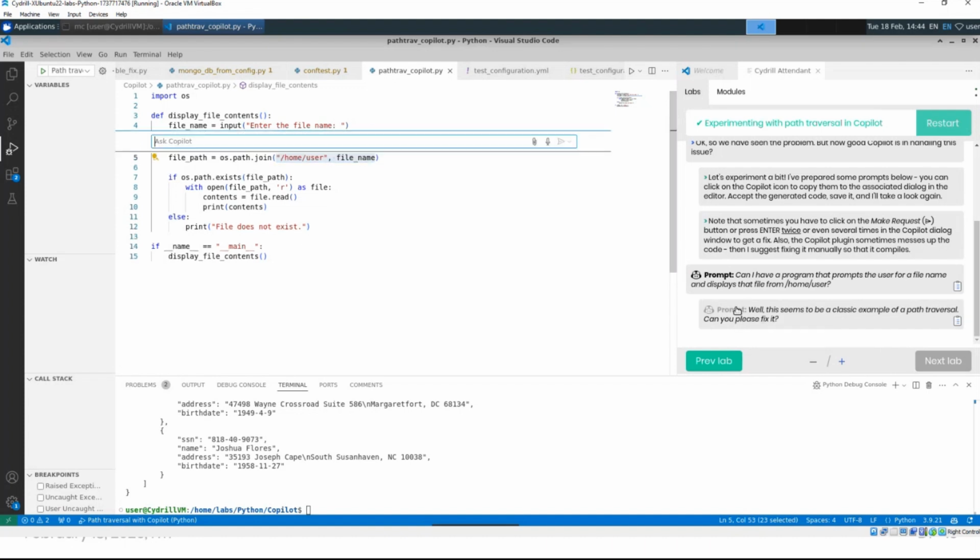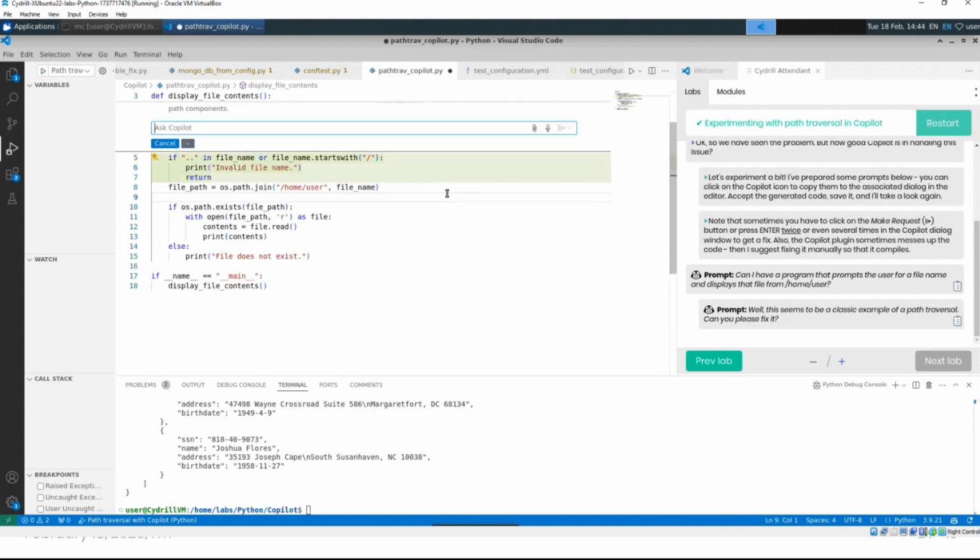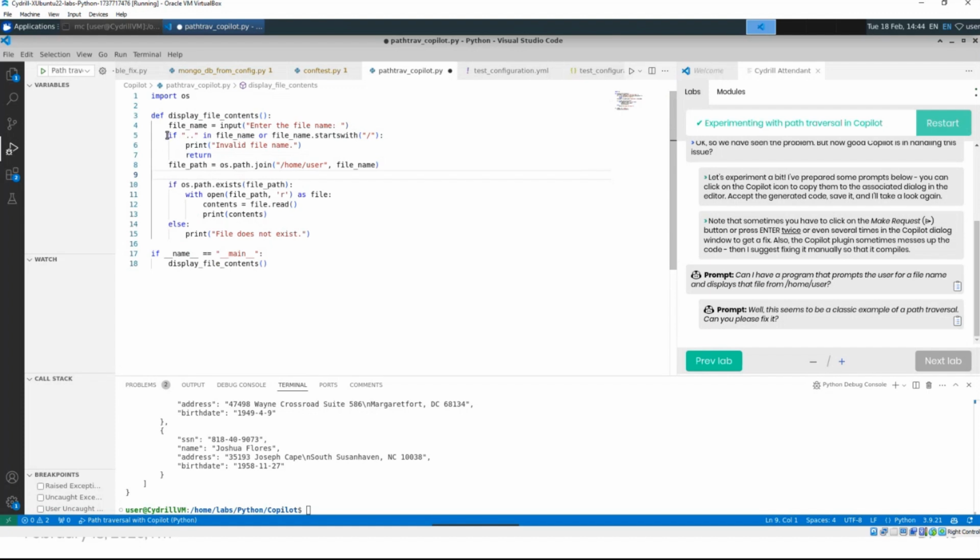So if I ask about it specifically, so I say, hey, this is a path traversal vulnerability. I actually say explicitly, this is a path traversal. Can you fix it? It will try to fix it. The question is, how does it fix it? It added some input validation at the beginning. Now, this looks like this solved the problem. And it kind of looks like a good solution at first glance, right? We are checking if the file name contains .. or if it starts with /.